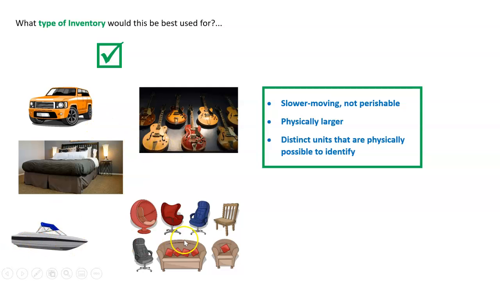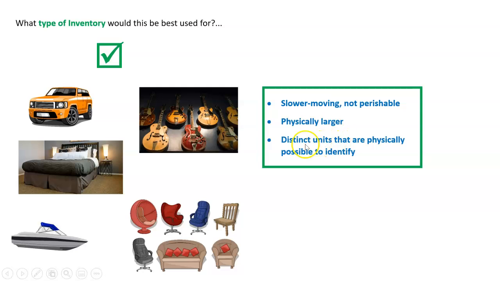Same with boats, same with furniture. Furniture and bedding and guitars, you'd probably want to sell more than 1 a week, but you're not selling heaps every day. Also, they're not perishable. What does that mean? It means they don't go off. Fruit and vegetables, for example, will go off. So we've got time. Just put stickers on all these. They're also physically larger, so it's easy to put a sticker on.